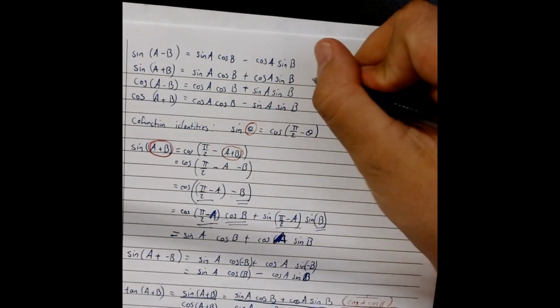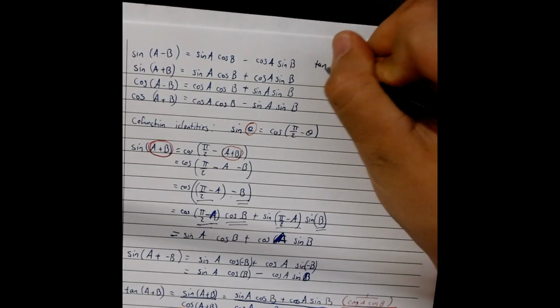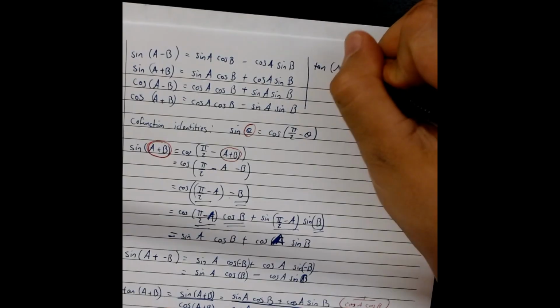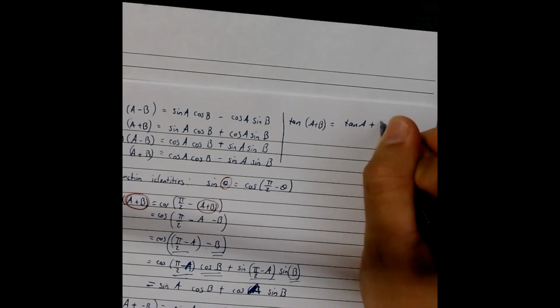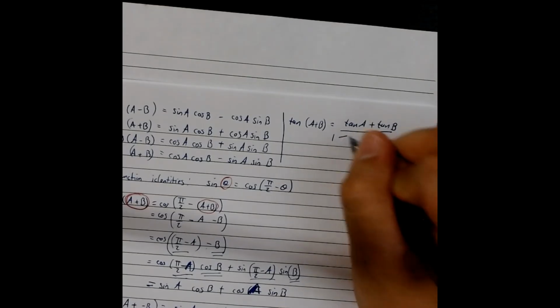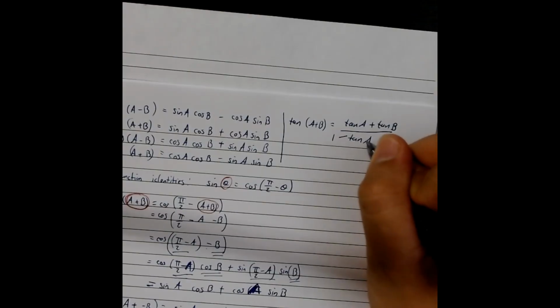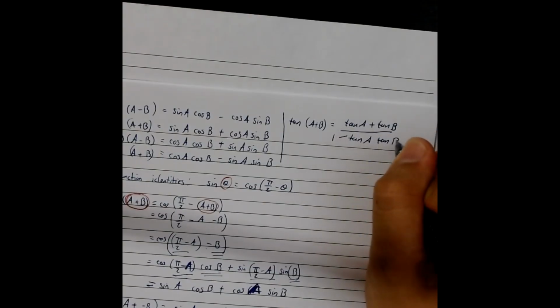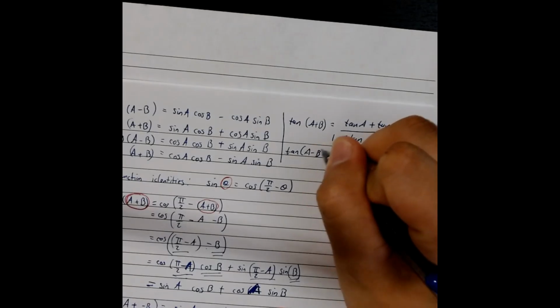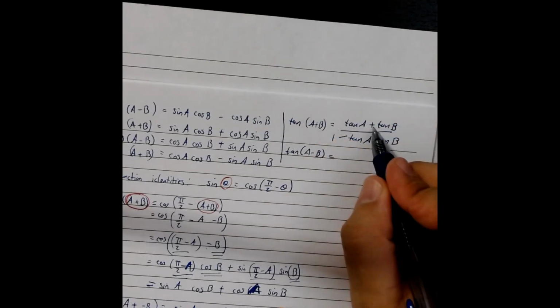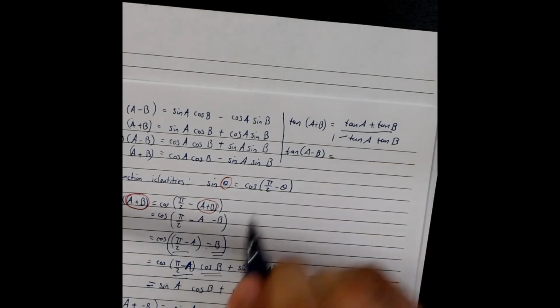Here we get that the tangent of A plus B is equal to tangent of A plus tangent of B over 1 minus tangent of A times tangent of B. And if you replace that plus with a minus, tangent of A minus tangent of B, then that plus gets replaced by a minus, and that minus gets replaced by a plus.